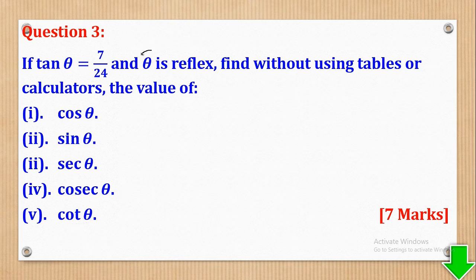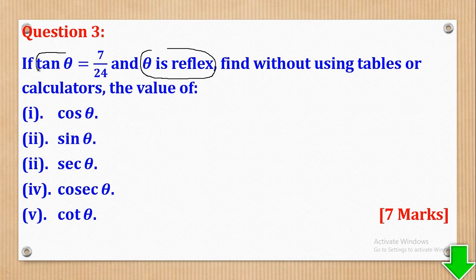In this case, they have told us that the angle is reflex. Now reflex means it is between 180 and 360. And if you are keen, you realize that the angle between 180 and 360 has two quadrants. That is the third quadrant and the fourth quadrant. So the question is, how do you know which quadrant?